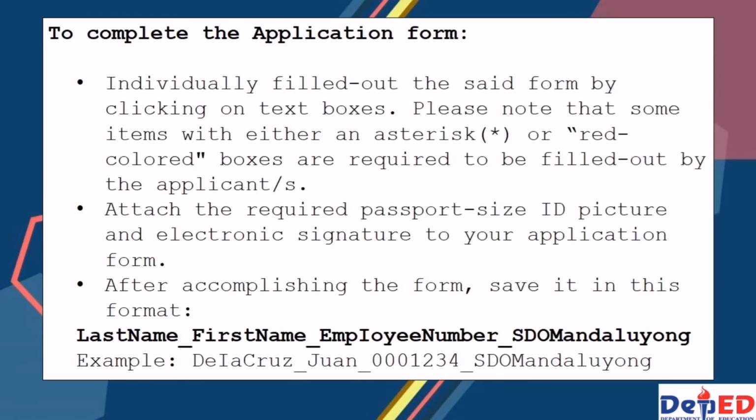To complete the application form, you need to individually fill out the said form by clicking on text boxes. Please note that some items with either an asterisk or red colored boxes are required to be filled out by the applicant. The next, attach the required passport size ID picture and electronic signature to your application form. After accomplishing the form, save it in this format: last name underscore, first name underscore, employee number underscore, then STO.